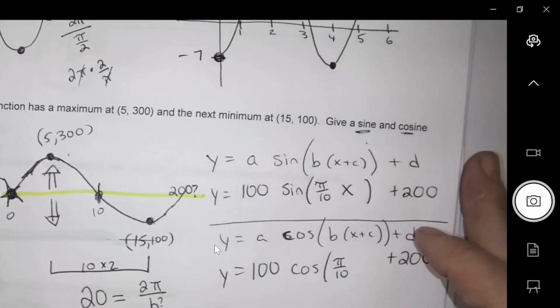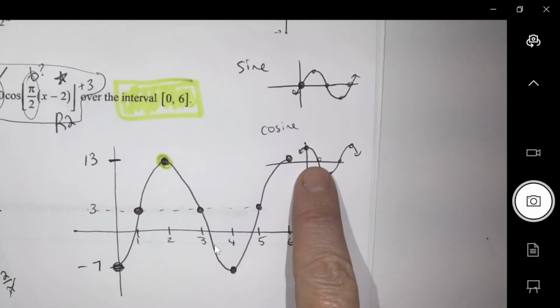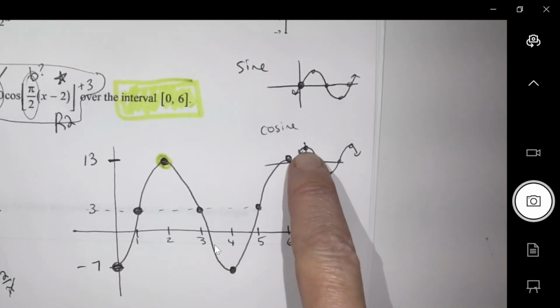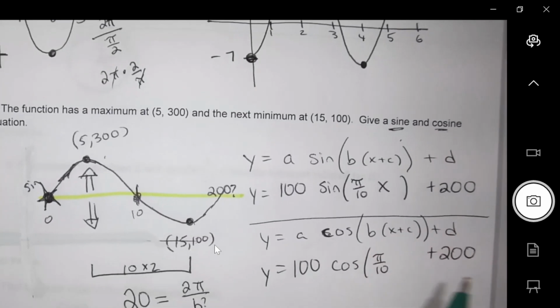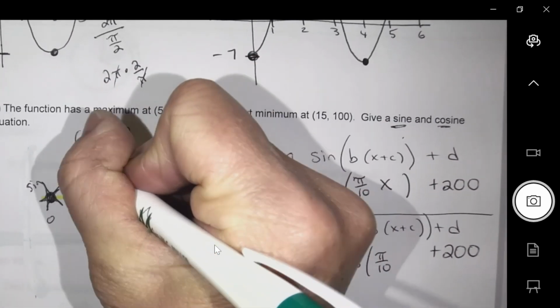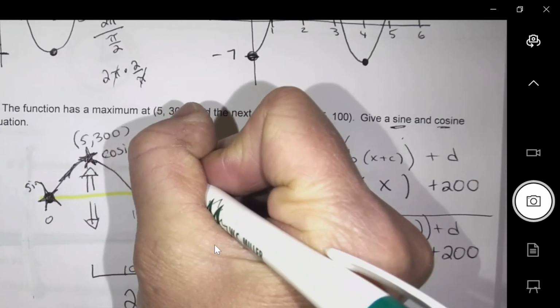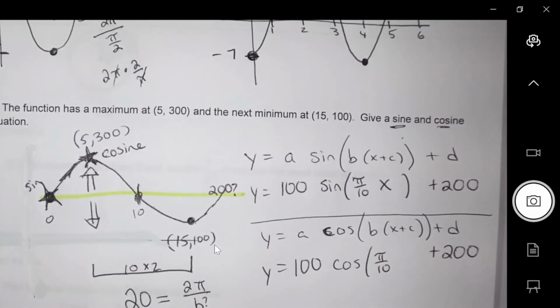And how do we start a cosine curve? On the top. So which coordinate can I say starts on the top? This one can be a cosine, and it is located 5 to the right.